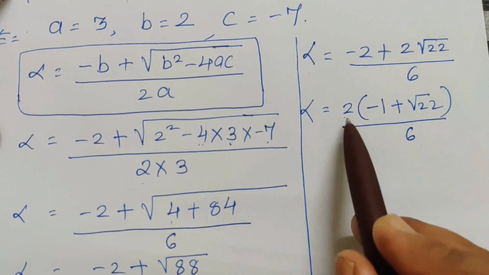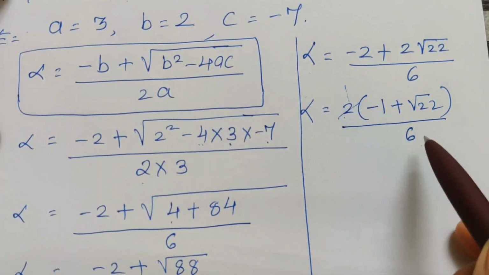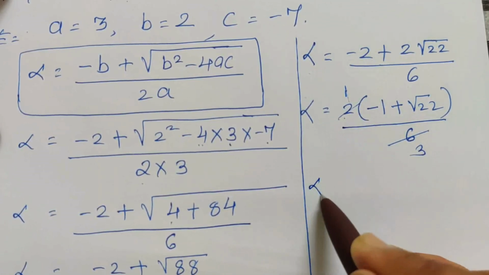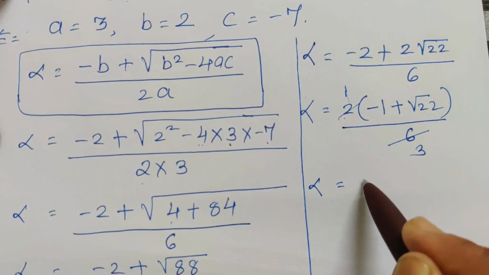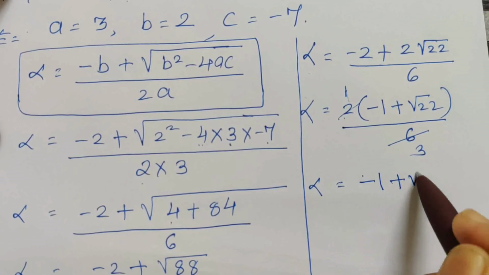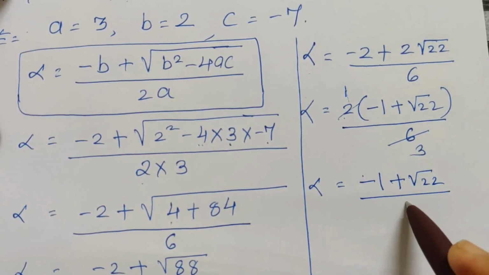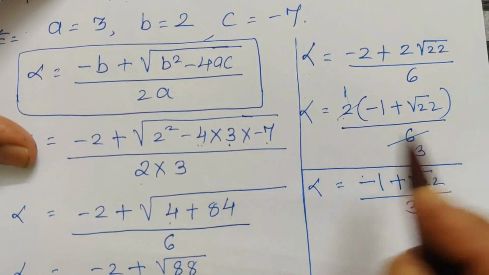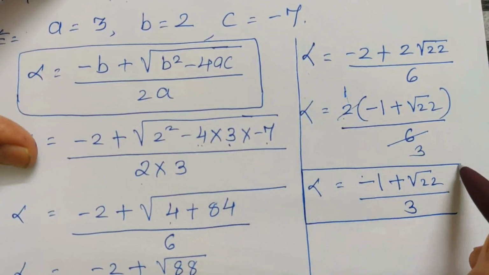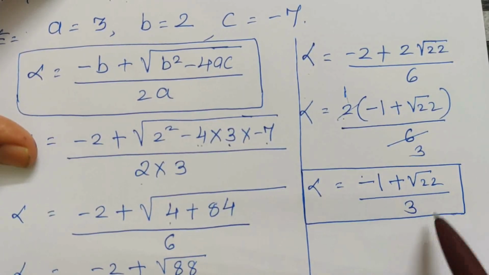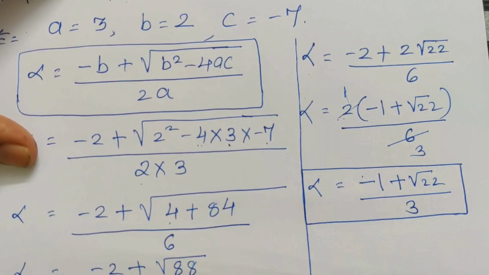Now 2 is common, so we can divide. 2 1s are 2, 2 3s are 6, and here you get alpha equal to only minus 1 plus root 22 upon 3. And this is the first root of the given equation. First root, that is alpha. Now we cannot go forward. This is the final answer. Minus 1 plus root 22 upon 3 is the first root.